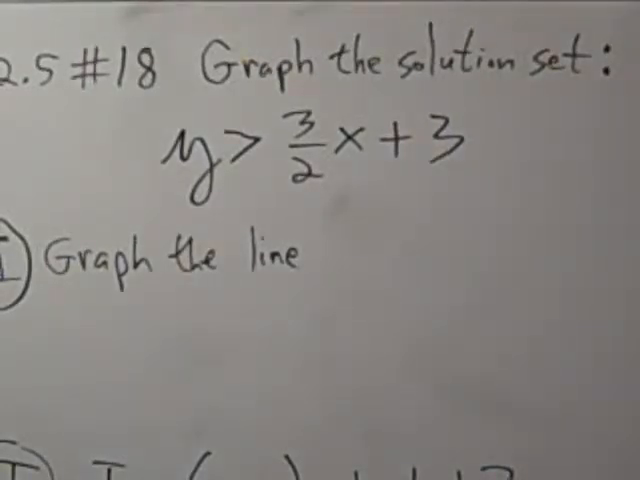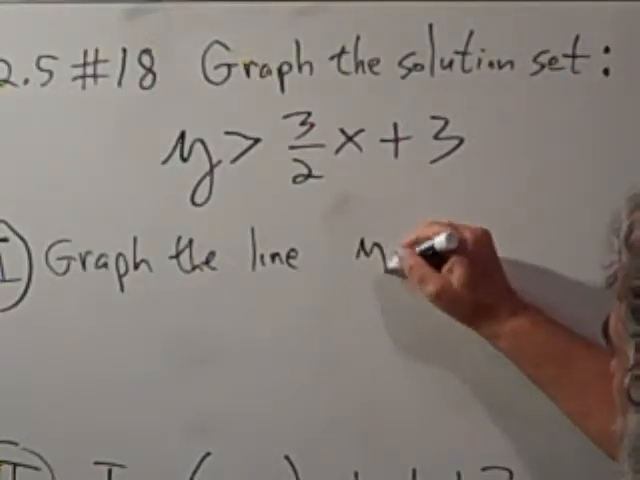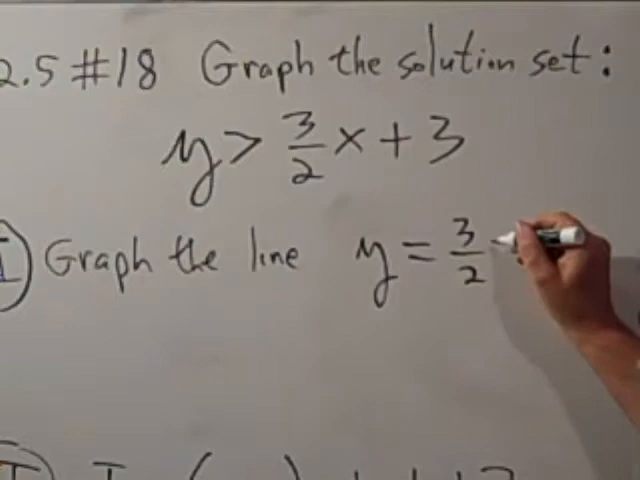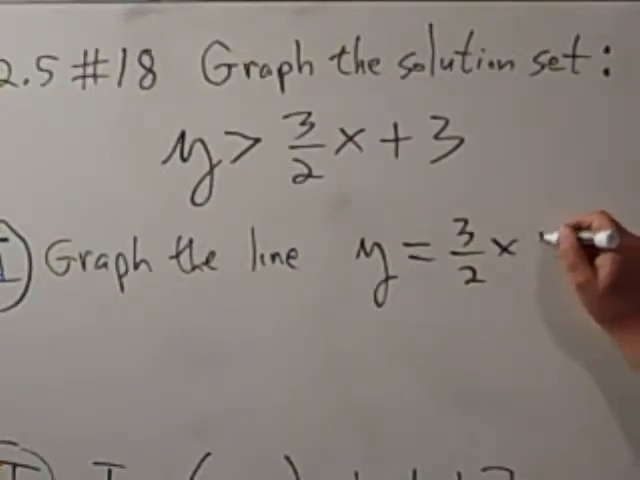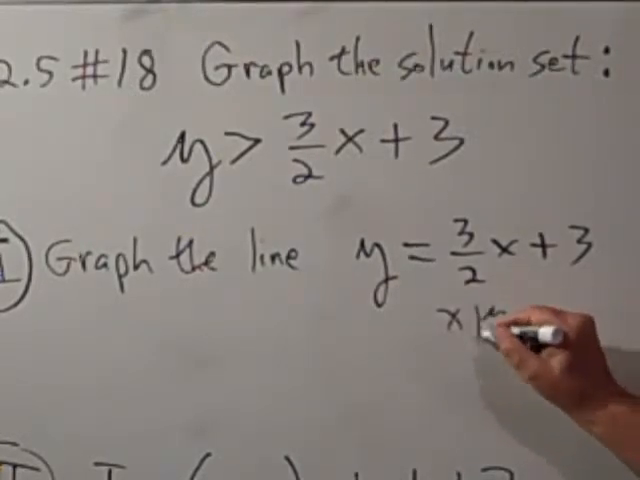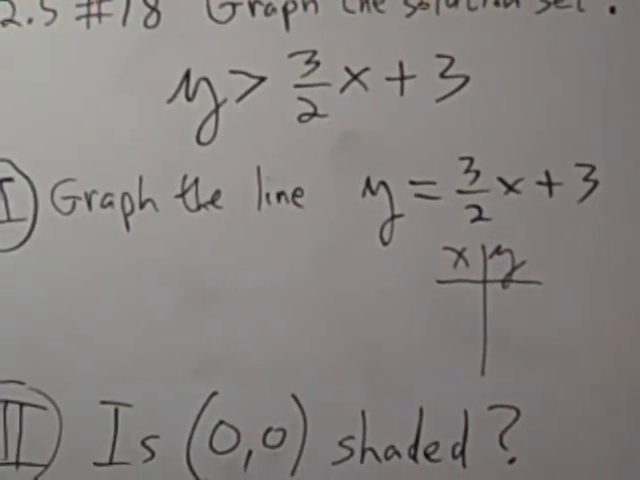Okay, to graph the solution set to a linear inequality, we first graph the line you get when you replace the inequality symbol with an equal sign. So we first have to graph this line, y equals 3/2 x plus 3. And as usual, we'll make a little xy pair chart, find 2 points on this line.